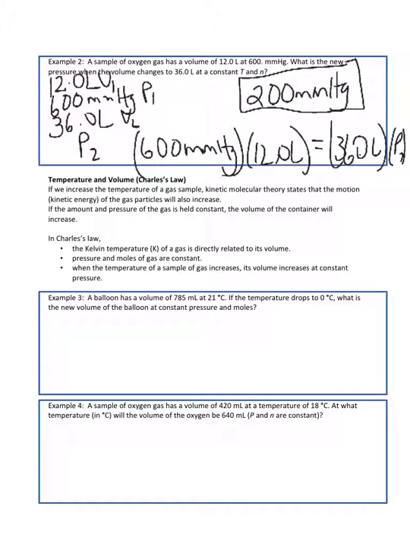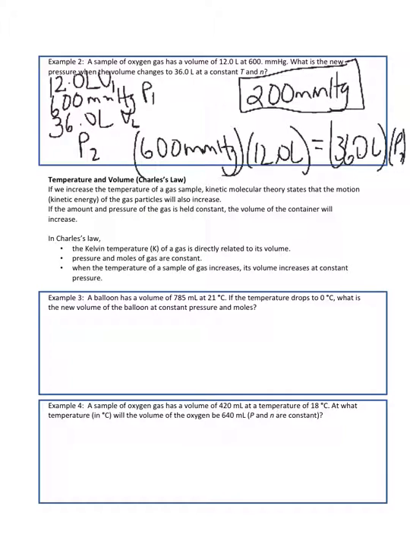Okay. All right, let's talk about a new law. We also had this scientist named Charles who studied the relationship between temperature and volume. So now, instead of looking at the relationship between pressure and volume, we're going to look at the relationship between temperature and volume. According to Charles, if we increase the temperature of a gas sample, kinetic molecular theory states that the motion, or kinetic energy, of the gas particles will also increase. If the amount and pressure of the gas is held constant, the volume of the container will increase.